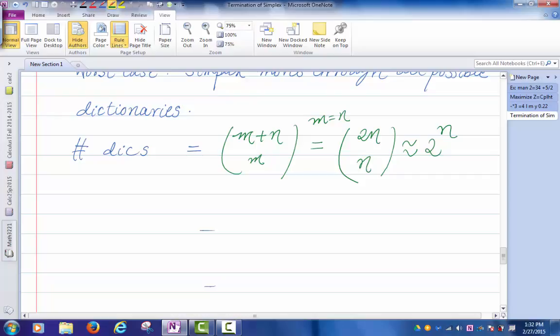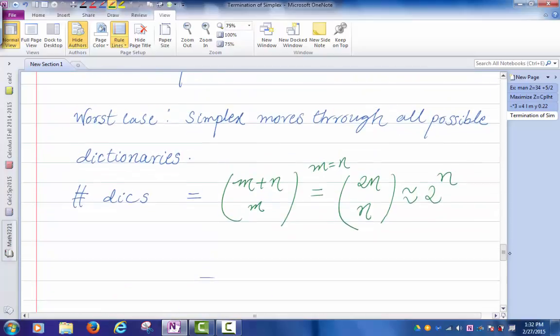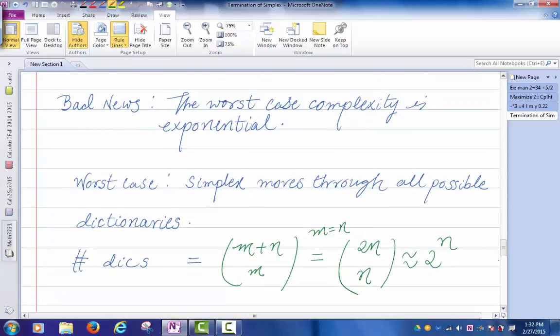50 variables is actually not really that many. So the worst case, when I say worst case, I'm talking about the simplex going over all possible dictionaries. And we see that there are too many. If you go through all possible dictionaries, how many dictionaries are you going through? How many pivoting operations are you applying? Well, exponential. Exponential in n, the number of decision variables, right?